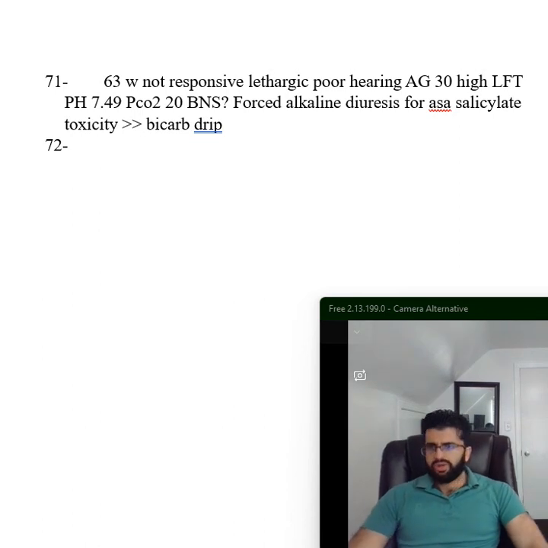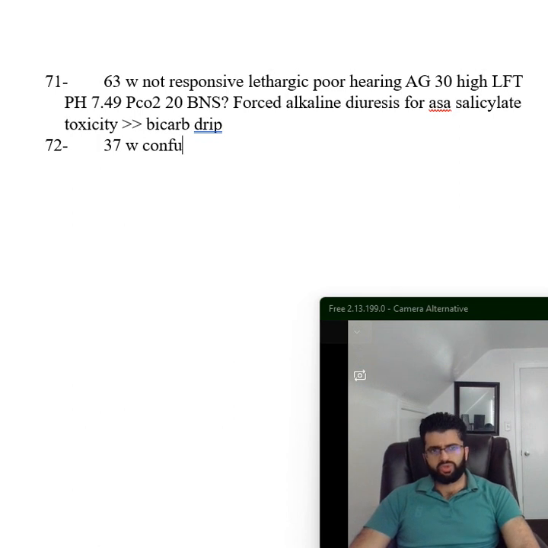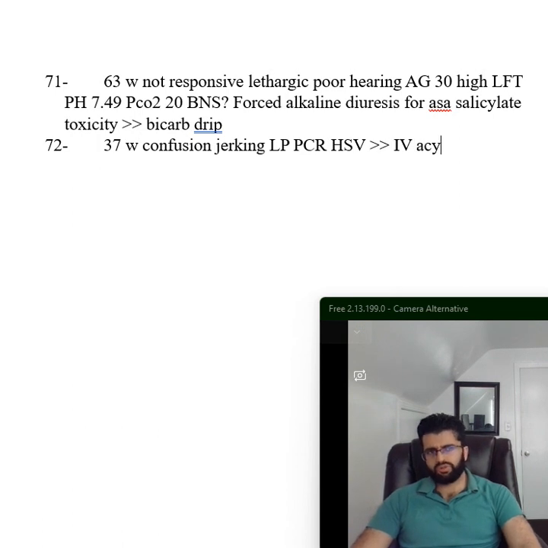Right now, this is another high yield case. You see a 37-year-old woman comes in with confusion and headache, fever, jerking, myoclonic jerking. So you do the PCR, okay? You do a lumbar puncture. PCR is positive for HSV, right? So what do you start? You need IV acyclovir. It's important to treat this possible HSV meningitis.